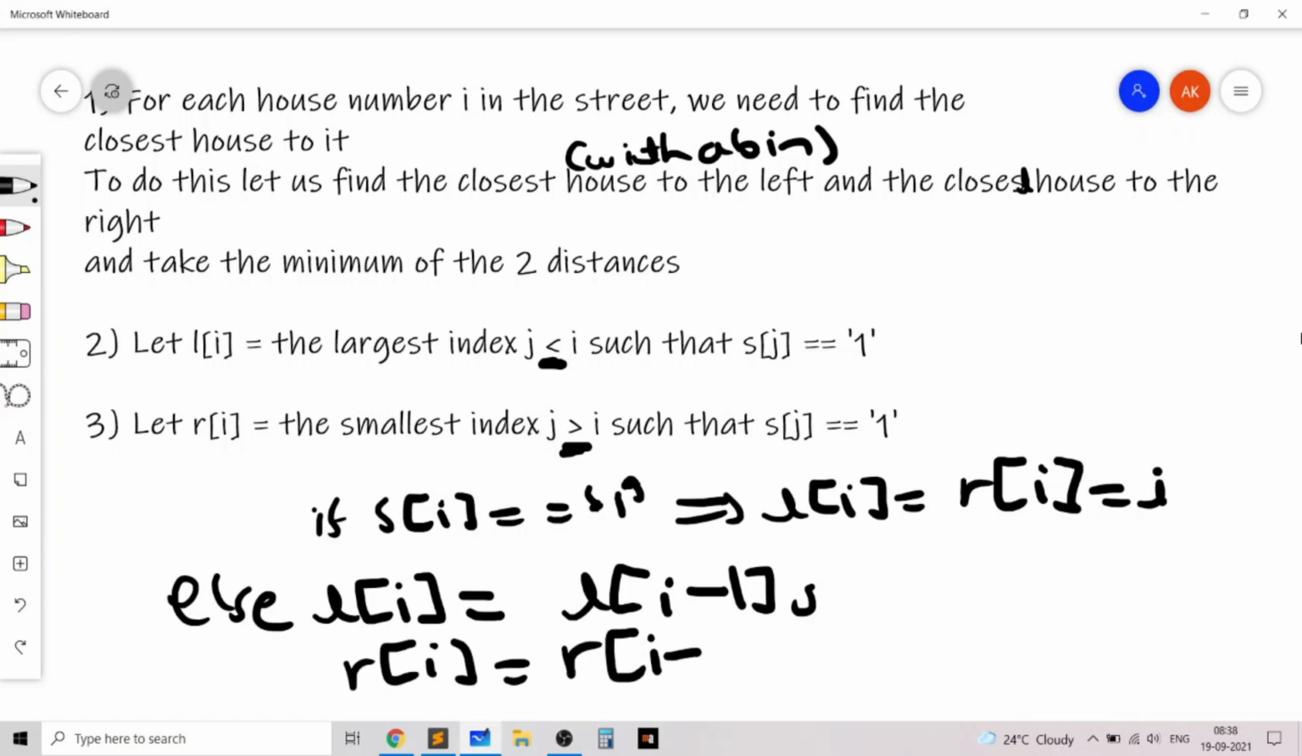The reason being, L of I minus 1 represents the closest house to the left of the house I minus 1. So that means that if I doesn't have a trash bin, we need to go to the left. That's why we take L of I minus 1. And similarly, if I does not have a trash bin, then we need to go to the right. So that's why we take R of I plus 1. And basically this recurrence holds.